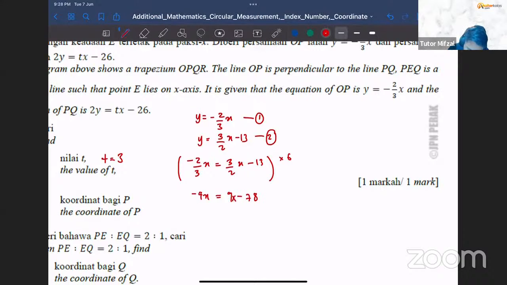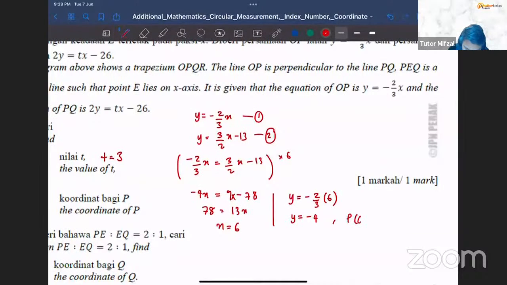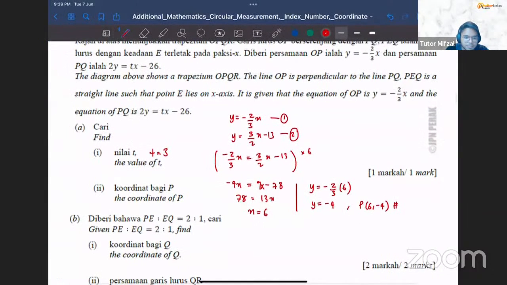So sekarang ni pindah sana, pindah ke sana. Then you will get 78 over 13. You dapat 6. Then y is just negative 2 over 3 multiplied by 6. So your y is negative 2 over 3 times 6. You should get negative 4. So the coordinate of P is 6, negative 4. Okay? Simple je. Buat simultaneous equation and then you can get your answer.